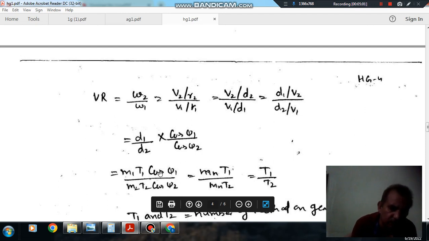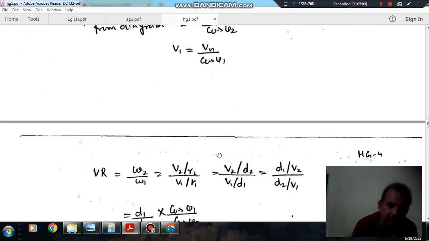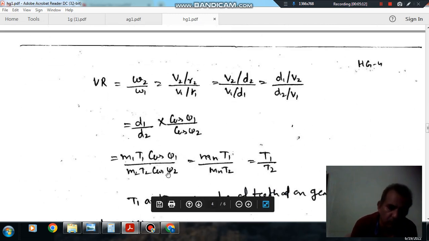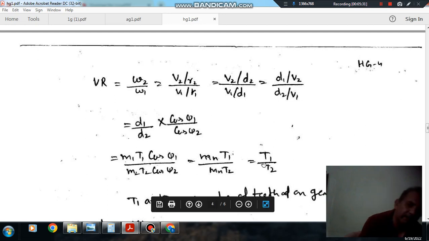And m1 cos psi 1 is your normal module, like that v1 cos psi 1 is your v2 cos psi 2. Likewise mn is m2 cos psi 2 and m1 cos psi 1. So m1 cos psi 1 and m2 cos psi 2 both can be written as mn. So again the velocity ratio is T1 by T2. So now the velocity ratio, in terms of diameter, can be written as D1 cos psi 1 by D2 cos psi 2, and in terms of number of teeth it is the same, that is T1 by T2.